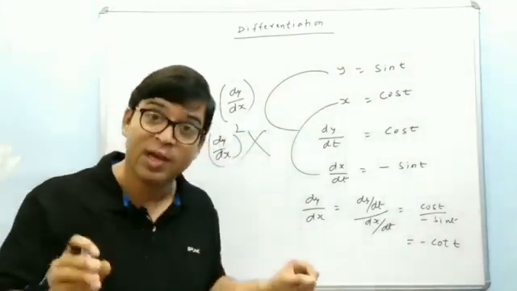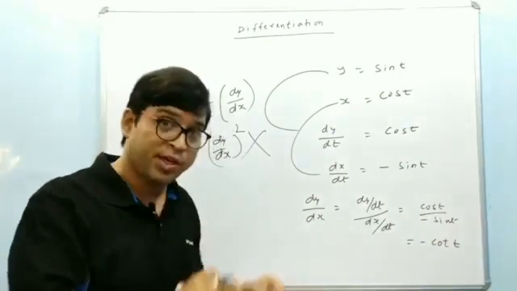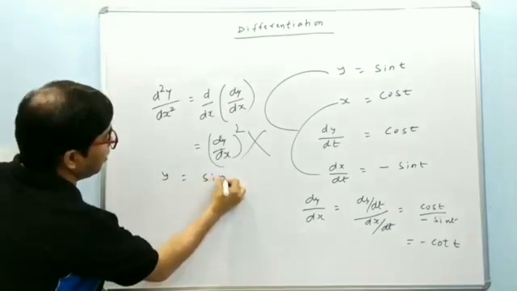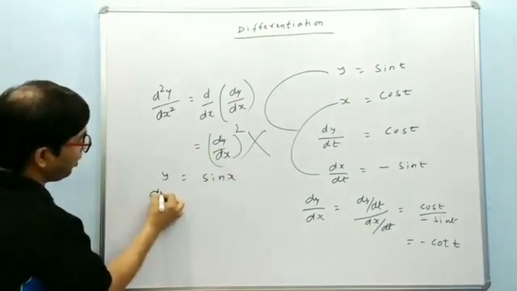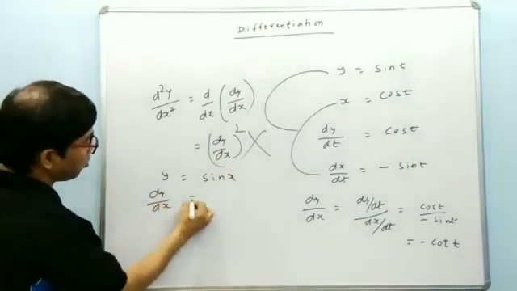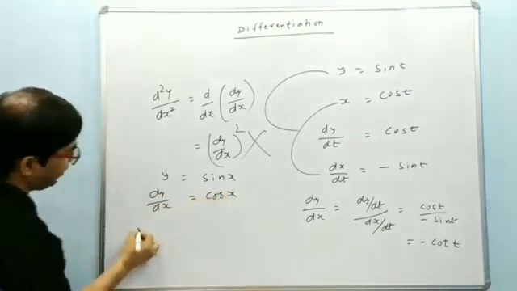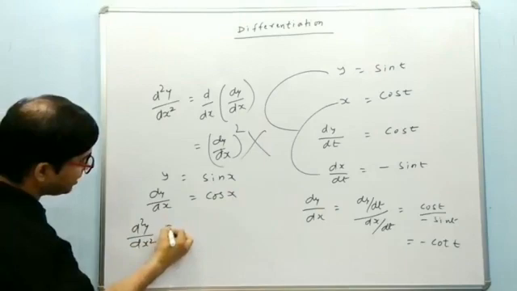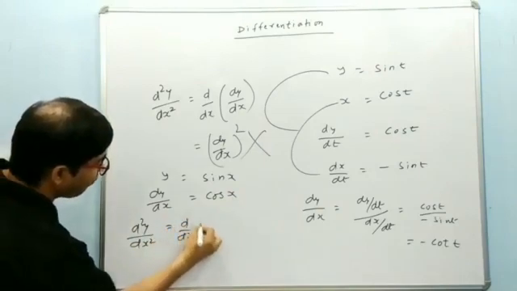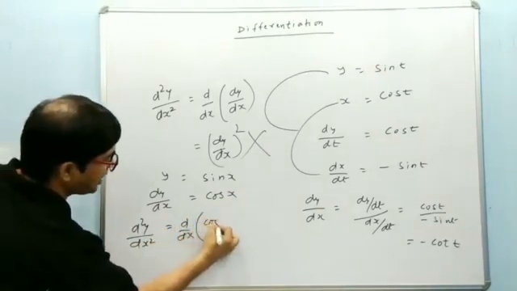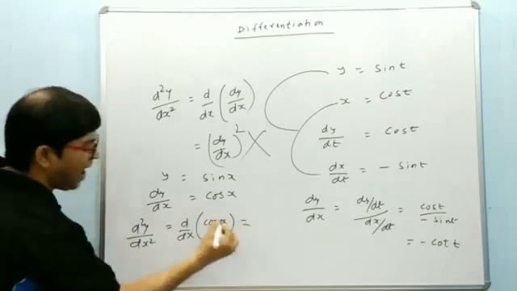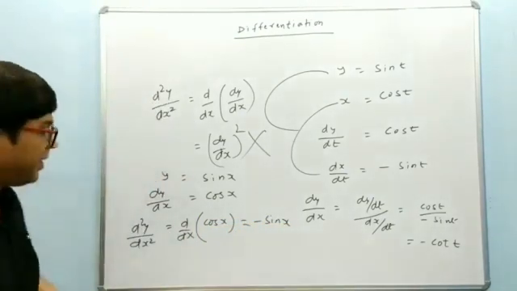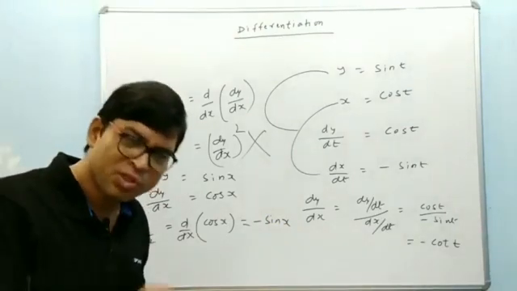So never confuse. I'm just taking one example. Suppose y is equal to sin x. We need to find the double derivative. So dy by dx is what? cos x. And we need to find d square y by dx square. This is d by dx of dy by dx, that is d by dx of cos x, and this is minus sin x. We can easily find the double derivative. Just proceed in that way.